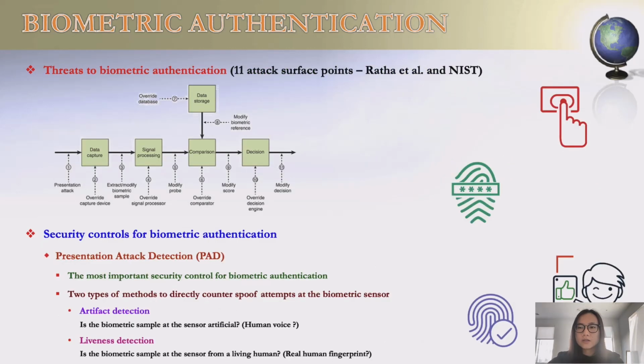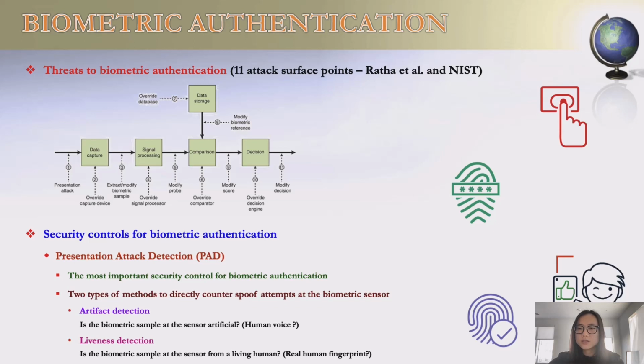There are 11 known attack surface points in the biometric authentication system where an attacker could potentially interject into the flow and interfere with the authentication decision. These 11 elements may be all self-contained within a single device, such as a mobile device, or distributed across multiple physical systems. The most important security control for biometric authentication is presentation attack detection.